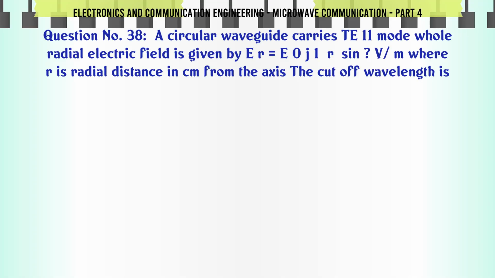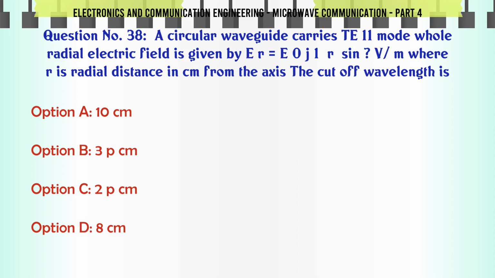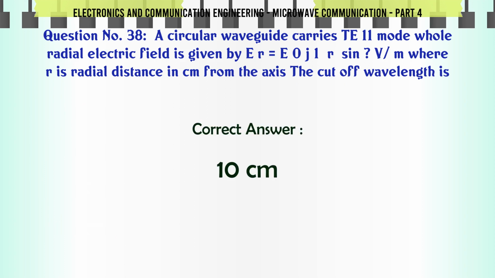A circular waveguide carries TE11 mode. The radial electric field is given by Er = E0 J1(r) sin φ, where r is radial distance in cm from the axis. The cutoff wavelength is A. 10 cm, B. 3π cm, C. 2π cm, D. 8 cm. The correct answer is 10 cm.